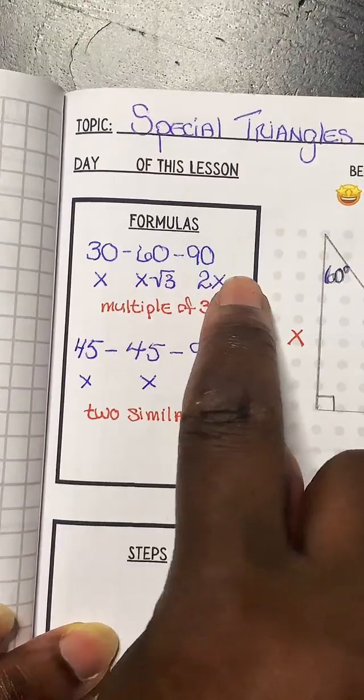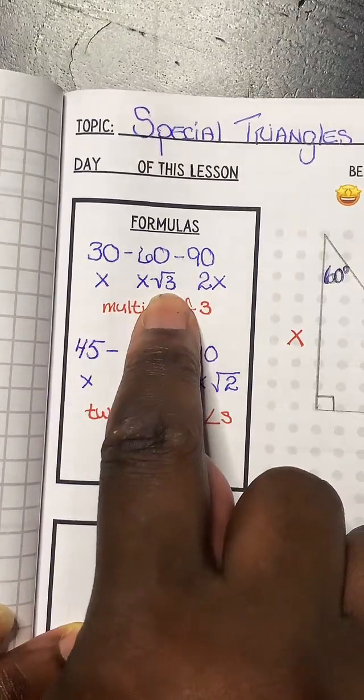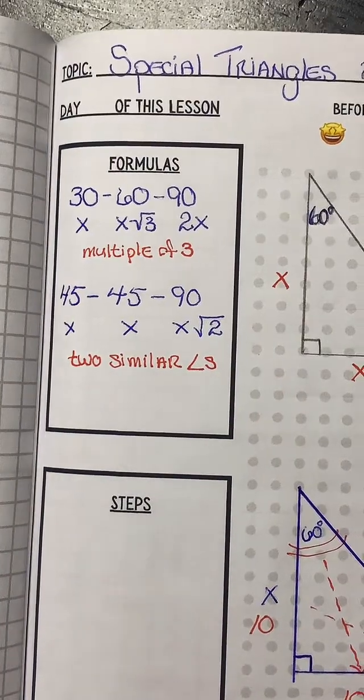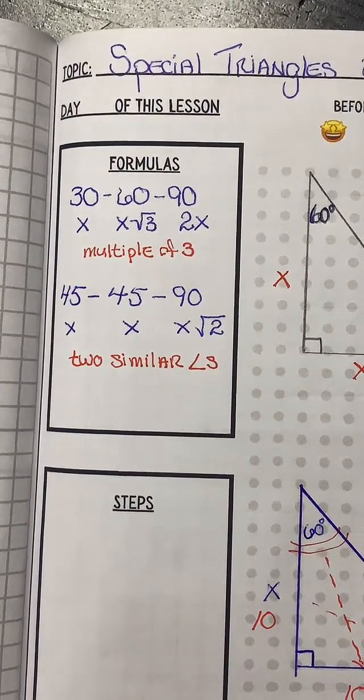Sides are multiples of 3, square root of 3. That's the only way that I can remember it to this day.